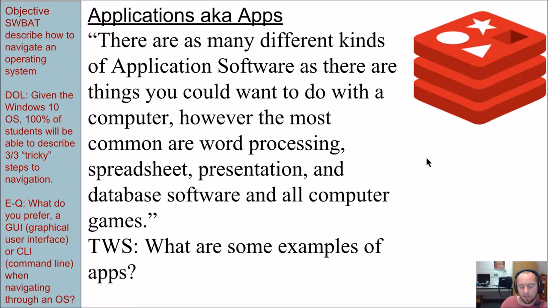Let's hammer down some examples of applications to finish up the lesson. There are many different types out there. Your imagination can be the limit. Whatever you could want to do on a computer, there can be an app for that. But the most common applications you'll find on all operating systems would be word processing apps, spreadsheets, presentation apps, and database software. And of course, some sort of game. Games are the best. Probably the first app you've ever used in your life was a game.